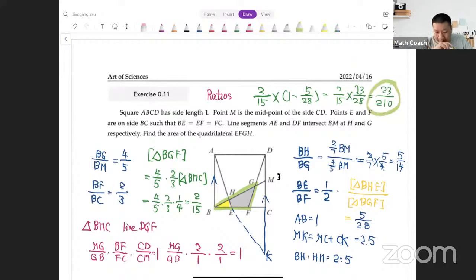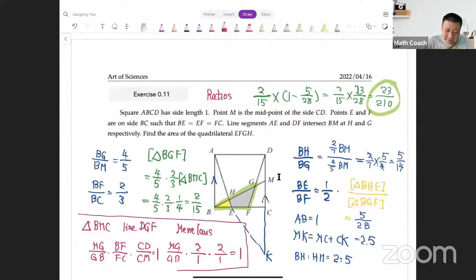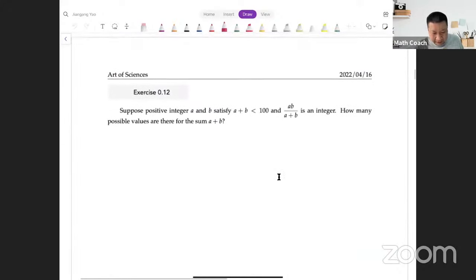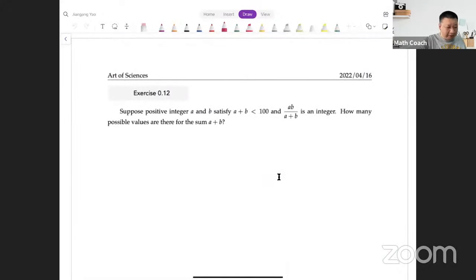Some people ask why we get this, and maybe because we don't have the time to discuss that, what you can do is take a screenshot and study Menelaus's theorem, and then you'll get it. Okay, so finally, we march to the most difficult question today, problem 12.